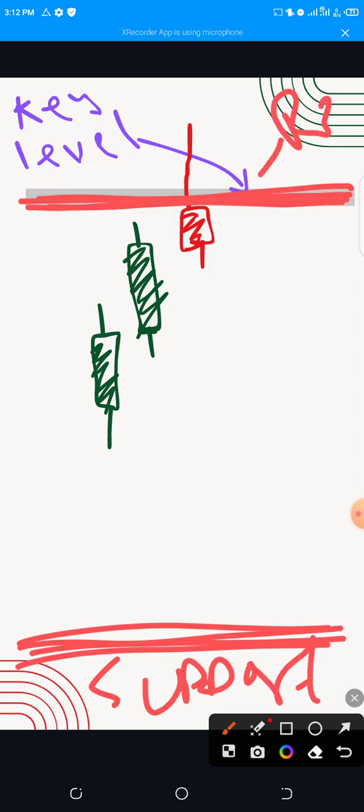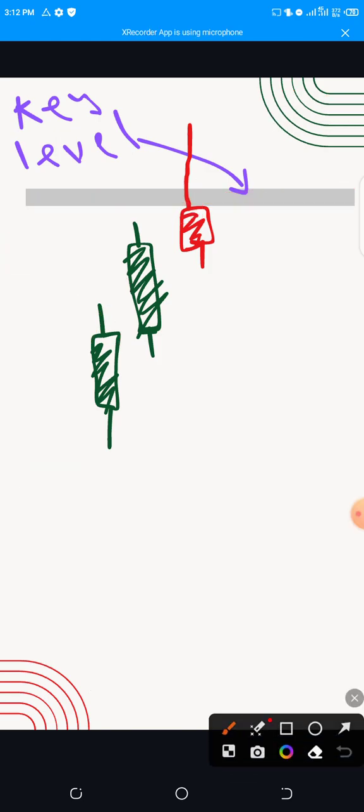Now, for example, let's say price is going up, is buying, and then at the key level, you see the candlestick. Let me make it clean so that you see it. Price opens at this point, and then it goes up to this highest point over here. Then sellers came into the market and pushed the price down to close at the bottom of the body.